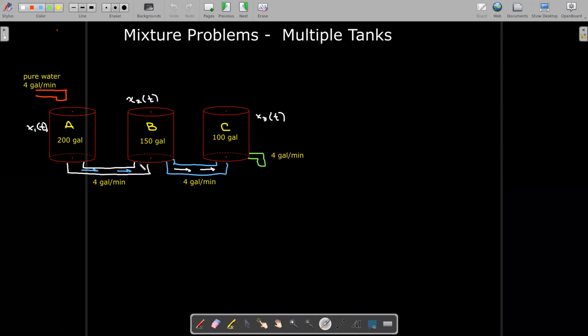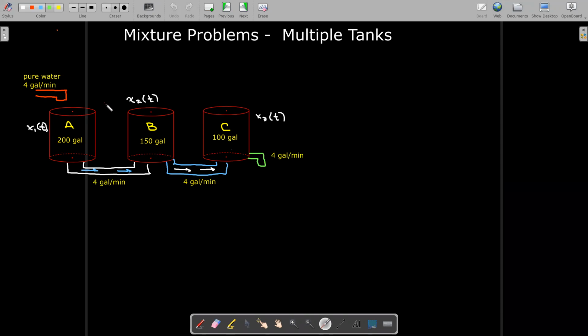And we can also see that for tank B, we have 4 gallons a minute of brine being pumped in, but also being pumped out. The same thing with tank A, and the same for tank C. So these volumes of brine, which are the initial volumes, will not change. Tank A will consistently have 200 gallons of brine, tank B 150 gallons, and tank C 100 gallons.